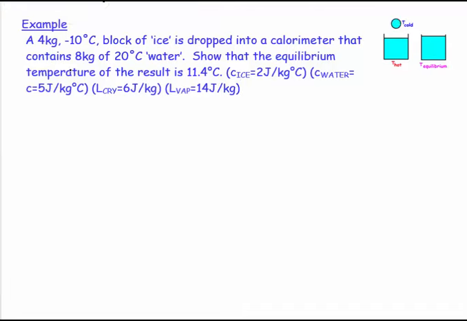Welcome. This question says 4 kilogram minus 10 degrees C block of ice. So let's imagine it. This 4 kilogram minus 10 degrees C block of ice is dropped into a calorimeter. So here's my calorimeter.